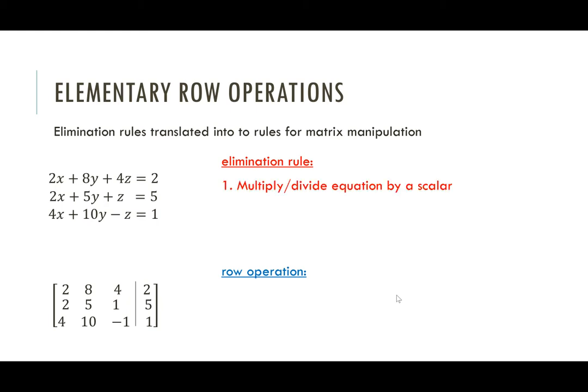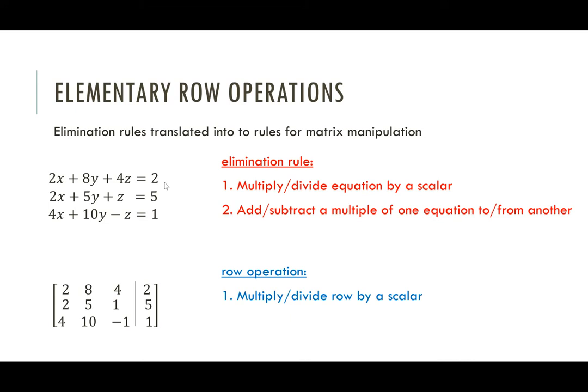So one elimination rule we have is we can always just multiply or divide an equation by a scalar, which remember, scalar is just a number. So for example, this first equation seems like it's just begging to be divided by 2. And you can do that. If you multiply the whole equation by a number, it doesn't change the solutions. And what does that mean for a row operation? Well, that would just mean you're multiplying or dividing the corresponding row by the same scalar.